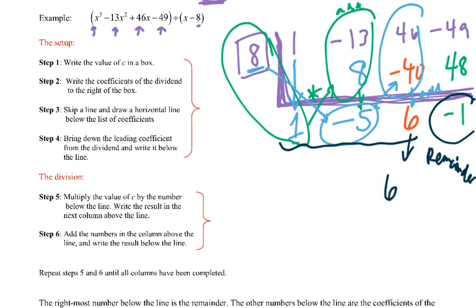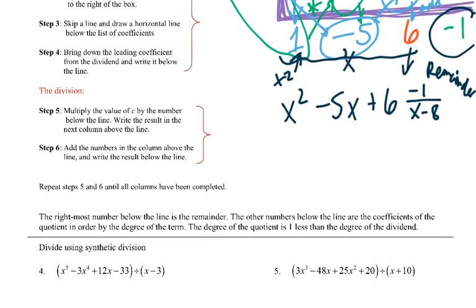So I would have 6, and then this is my x term. So it's going to be negative 5x plus 6, and then this is my x squared term. So I have x squared, and the coefficient on that is a 1. My remainder was a negative 1, so it would be negative 1 over x minus 8. And that is synthetic division.